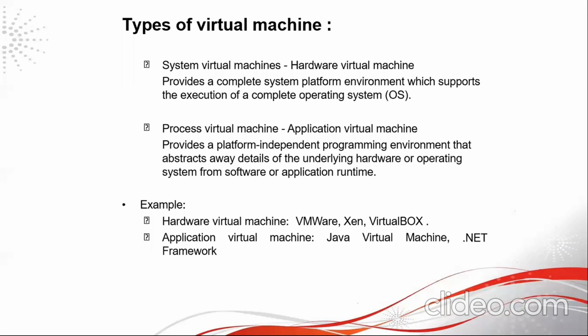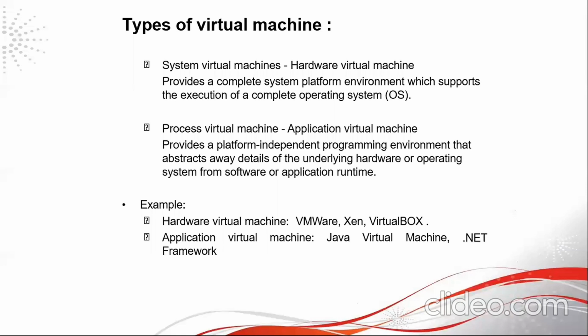The second one is the process virtual machine, or application virtual machine, which provides a platform independent programming environment that abstracts away details of the underlying hardware or operating system from the software or application runtime. Now what happens in a process virtual machine? We are creating the environment. The user does not know what type of hardware or what type of operating system is used. In simple terms, they will get the platform in which they will perform their operation.